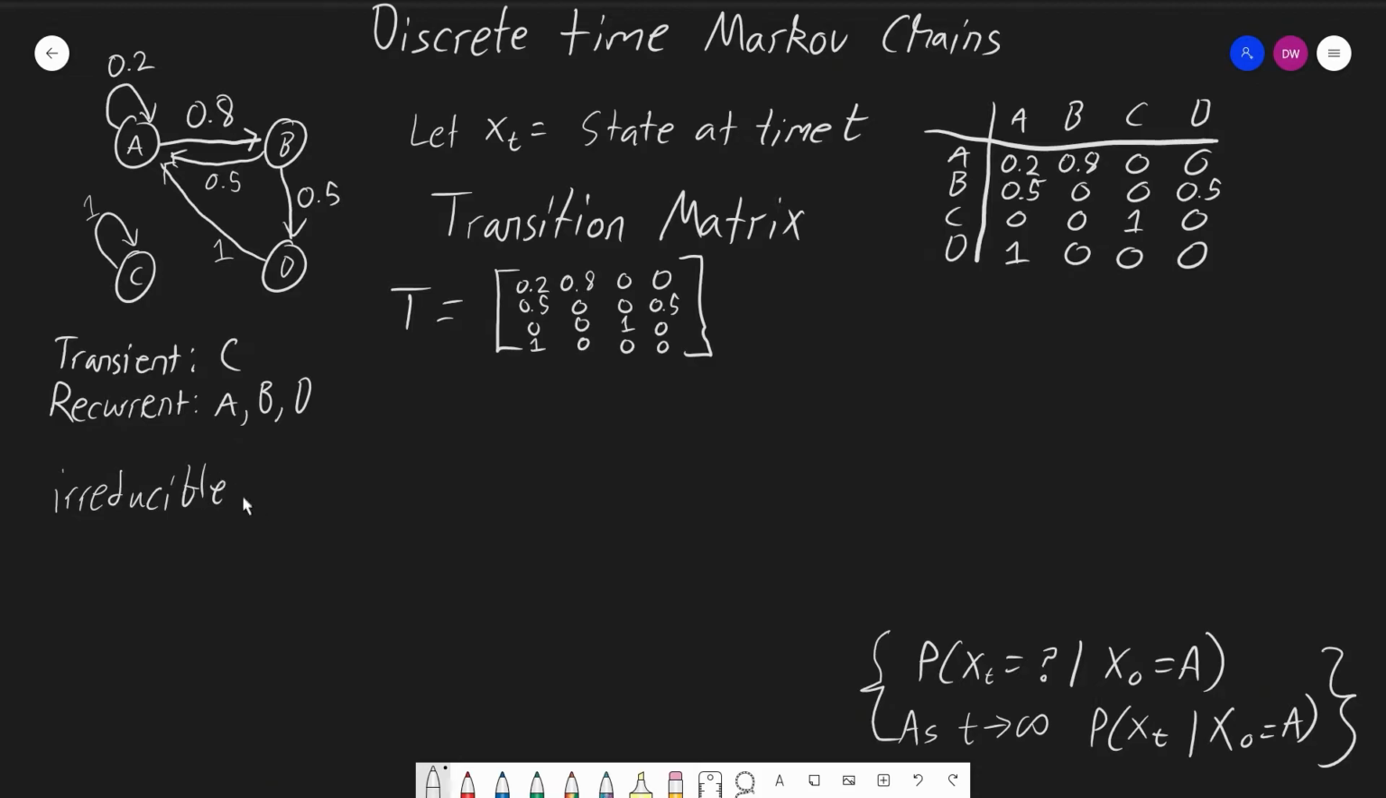Okay, so an irreducible Markov chain would mean like A, B, and D itself. If we just had this, this would be an irreducible Markov chain. Every link needs to be there. We can't simplify it at all. However, the one we have here, including C, is a reducible Markov chain.